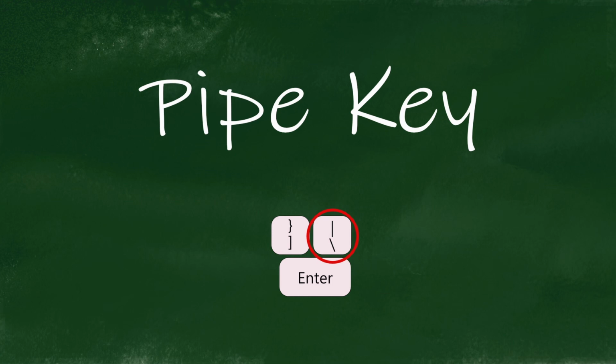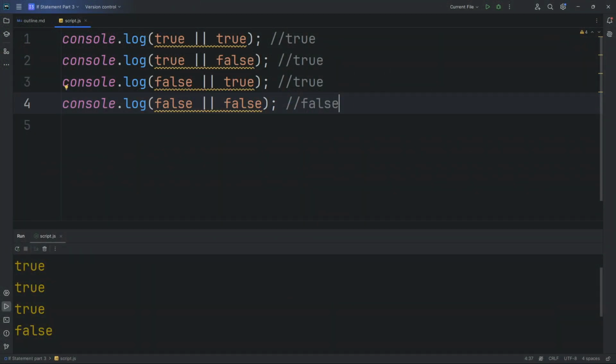On the United States keyboard, the pipe symbol is located on the same key as the / and requires using a shift key to access it. This code outputs true for the first three console logs, and it only outputs false for the last one, because the OR operator outputs true when either or both values are true. It only outputs false if the values on both sides are false.